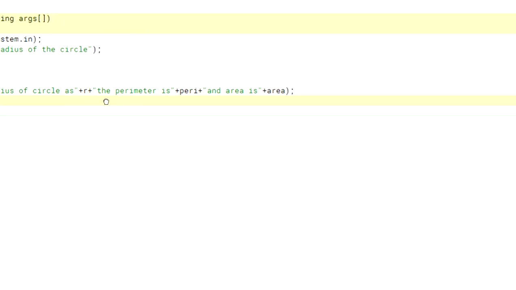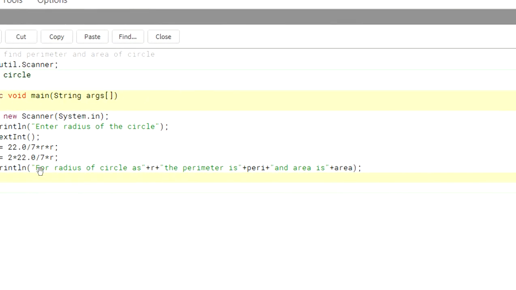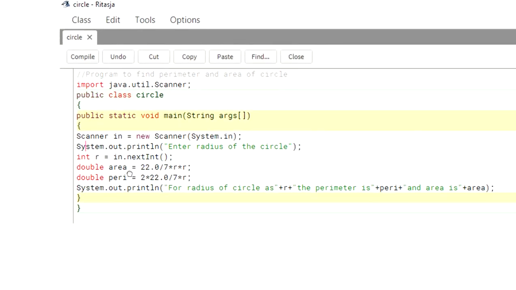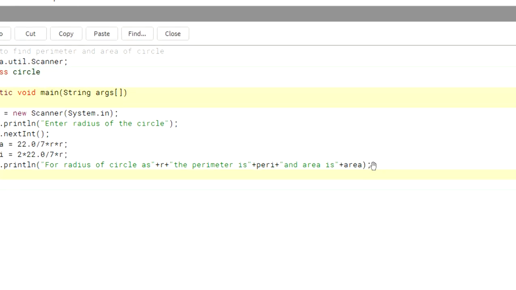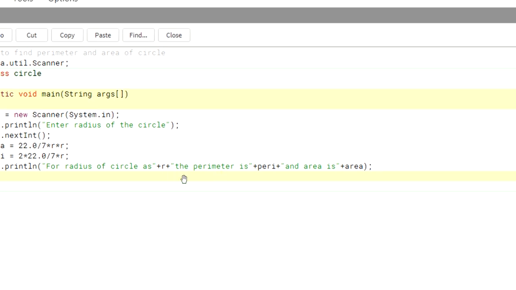For radius of circle as 5, we will give another plus. The perimeter is plus peri. What is peri? It might be 100. Okay, consider this 100. So it prints "for radius of circle as 5, the perimeter is 100". Plus peri means you will print 100, and again plus, and area is plus area. For example, area is 2000, so it will print 2000. I'm just saying an example. Plus is used to connect two statements together. For example, "for radius of circle as" and r will connect together and give the value of r. Then r and "the perimeter is" will connect to each other. That is why this plus is given.